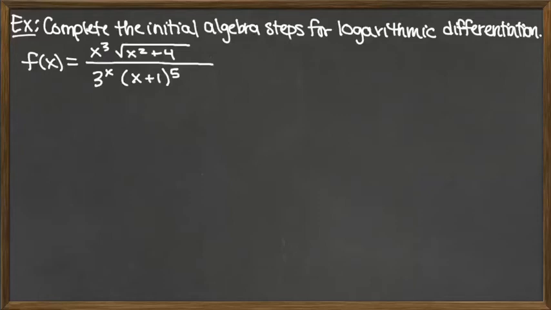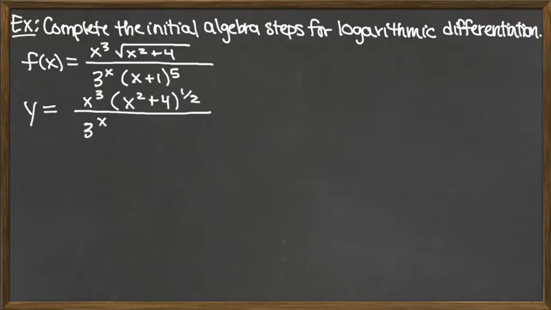To complete the initial algebra steps for logarithmic differentiation, first we rewrite the function f of x as y equals, and we see that this function has a square root in it, and so we want to go ahead and rewrite that square root as the 1/2 power. But there's nothing else that needs to be altered before we begin.